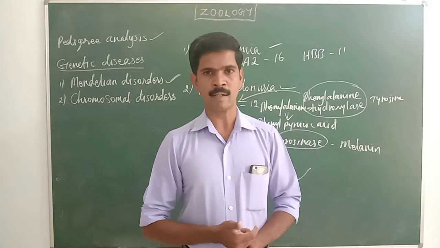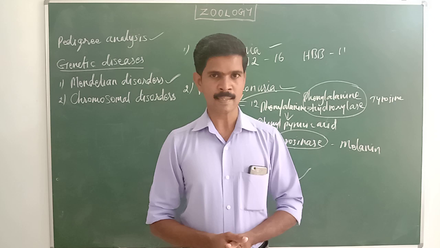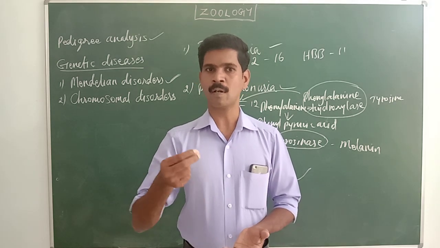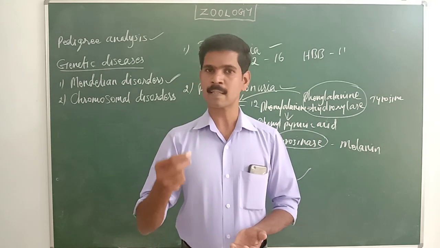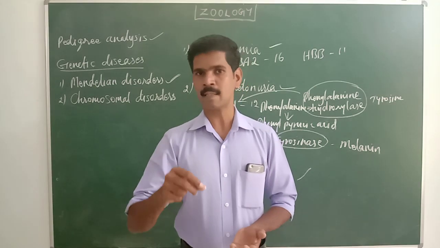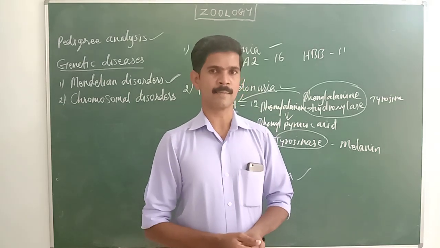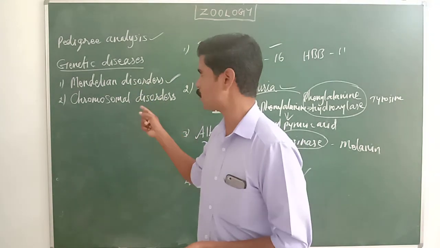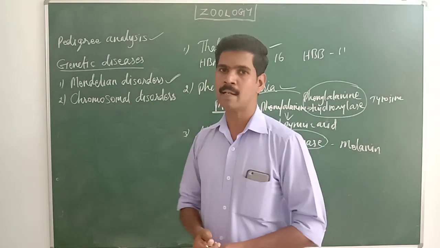Then next we studied about genetic disease. There are many reasons for genetic disease: problems or damages or mutation in a single gene, or abnormalities in a single chromosome, or abnormalities in the whole set of chromosomes. These are the reasons for genetic disease. And genetic diseases are classified into Mendelian disorder and chromosomal disorder. So in today's class we have completed all the Mendelian disorders.